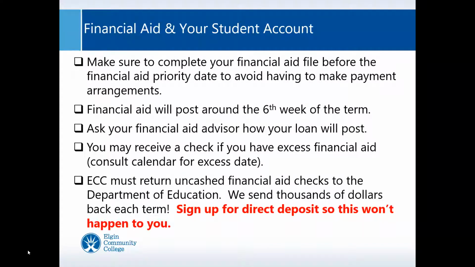You may have financial aid excess left after your grant or loan covers tuition. These funds will be refunded to you on the date listed on the calendar. Please sign up for direct deposit as soon as you can. Did you know that ECC is required to send uncashed checks back to the Department of Education? You would be surprised to learn how many students do not cash their checks or respond to us when we contact them about it. Don't let this happen to you. Direct deposit ensures you will receive your funds.